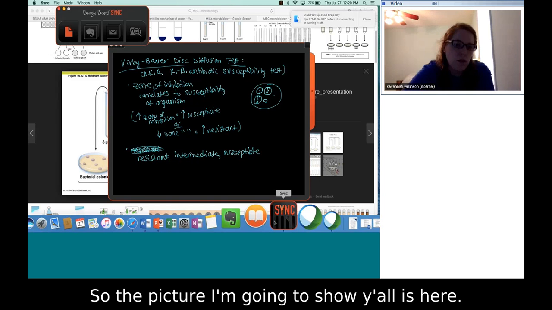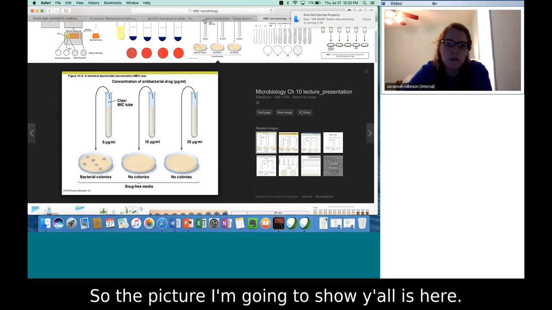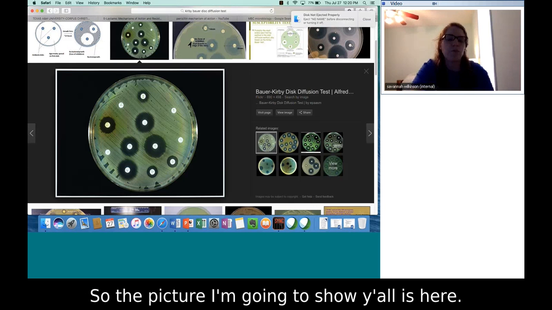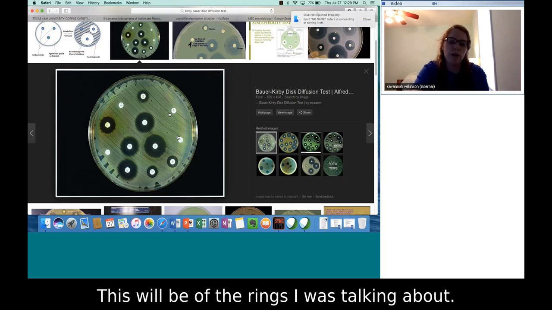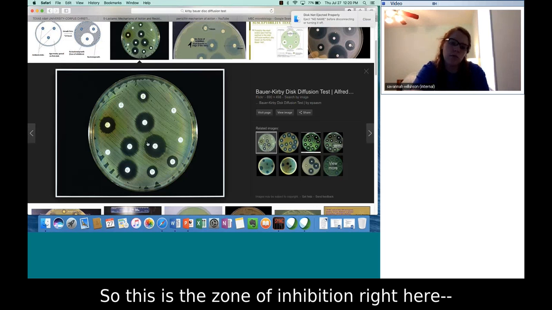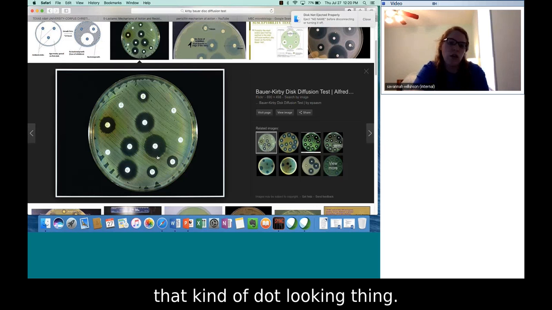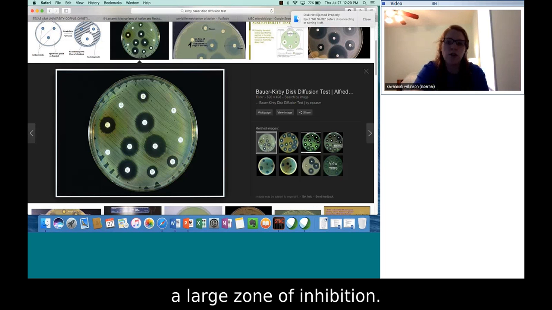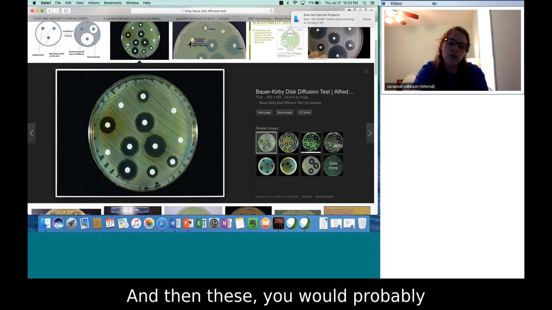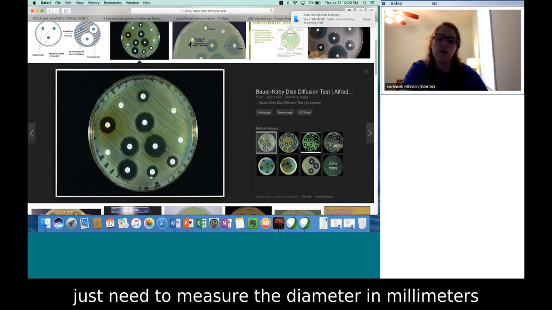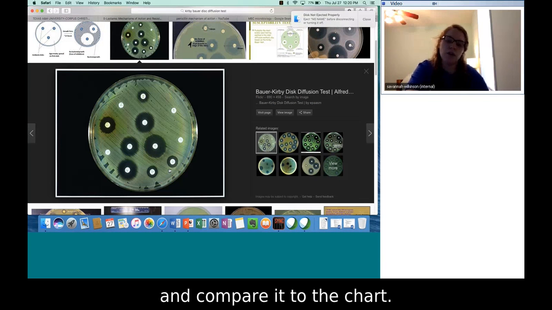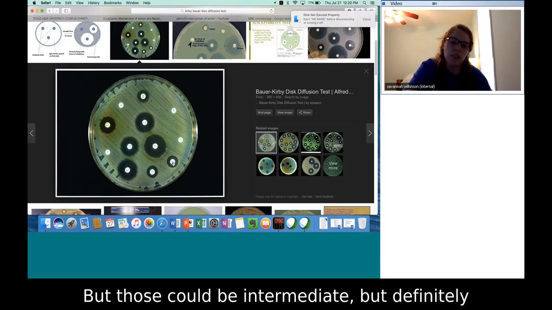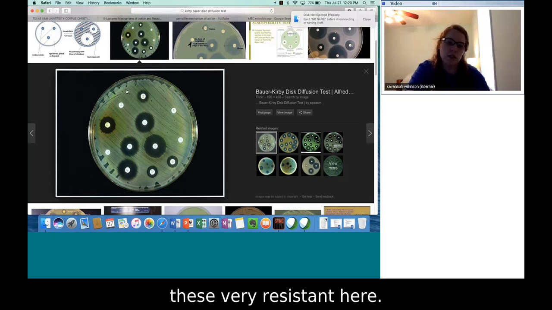Okay, so the picture I'm going to show y'all is here. These are the rings I was talking about. So this is the zone of inhibition right here, that kind of donut looking thing. And so this would be considered susceptible, because it's a large zone of inhibition. And then these, you would probably just need to measure the diameter in millimeters and compare it to the chart. But those could be intermediate, but definitely these are resistant here.